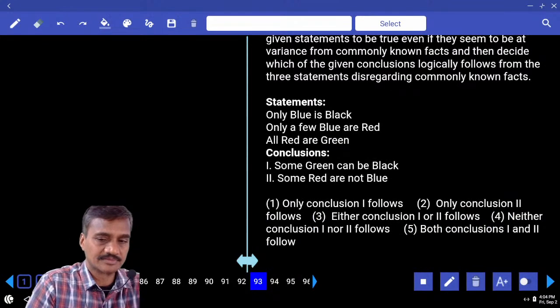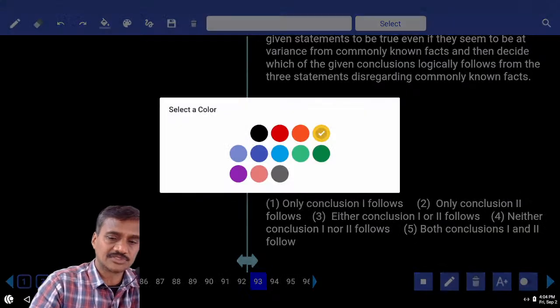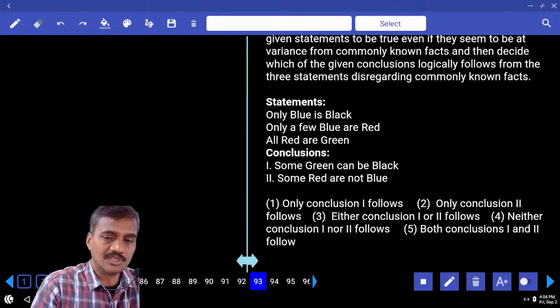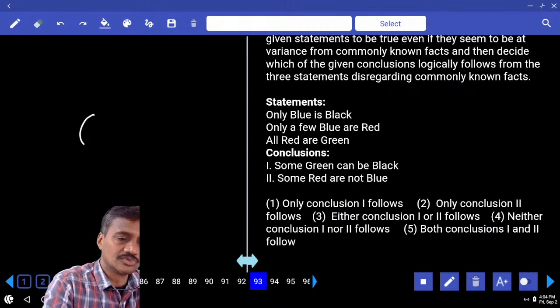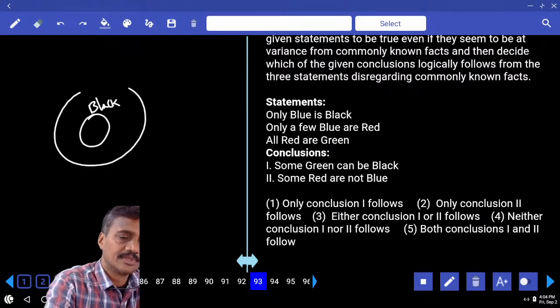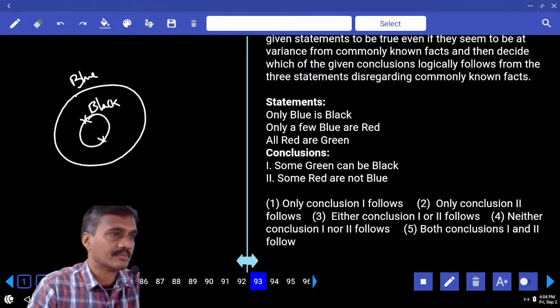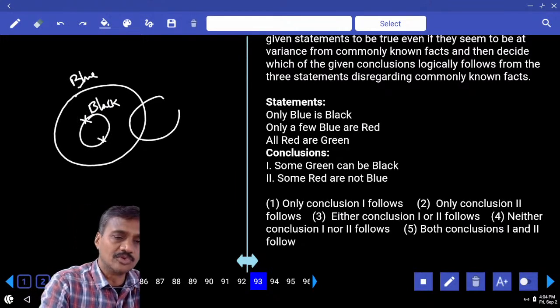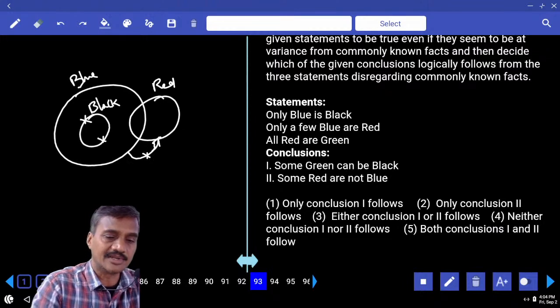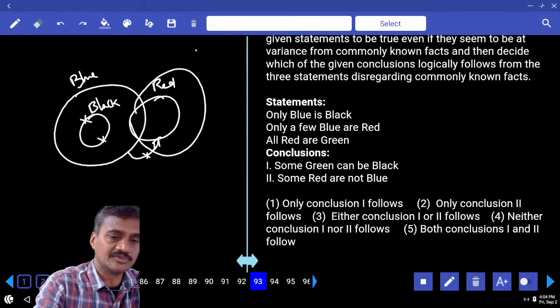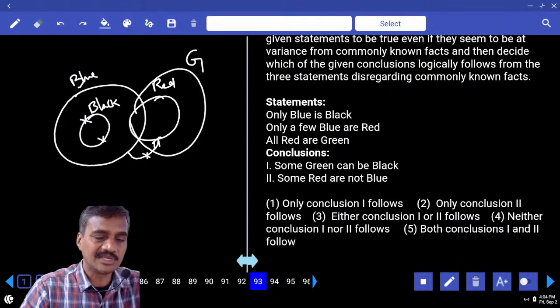Only blue is black. Only blue is black means, what do you mean by this one? All this black belongs to, all black belongs to what? Only to blue. This black belongs to only blue, but does not belong to anything else. Only a few blue are red. Only some of the blue are red, but not all. And all red are green. This entire red is a part of this green. And some green can be black.